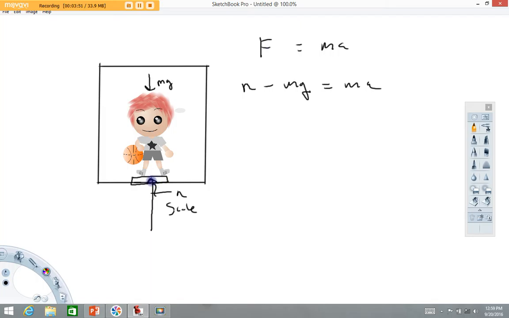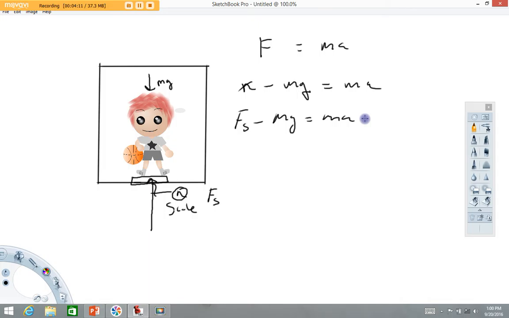So that's going to be the force from the scale on the person, and then minus the weight of the person, minus because this force points down. Now this is called a normal force. If you want to call it force from the scale or something like that, force from the scale minus mg equals ma, that's perfectly fine.